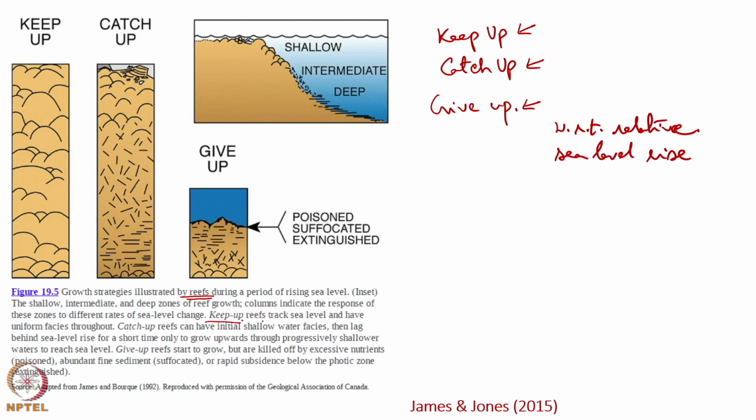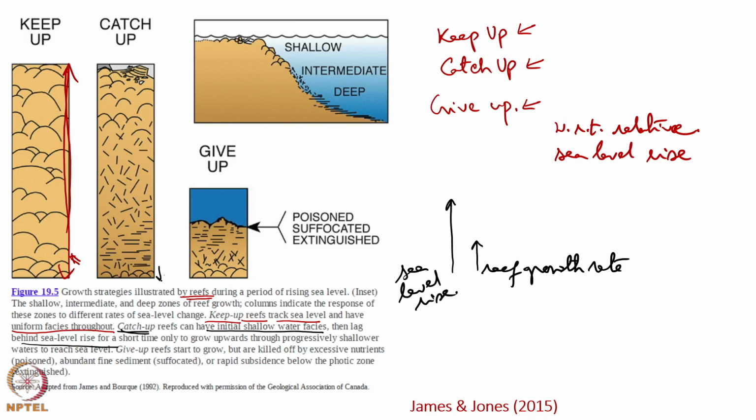The keep up reefs keep track with the sea level rise and have uniform facies throughout. If a facies is identified at the bottom here, that is maintained throughout the succession. The catch up reefs have initial shallow water facies, then they lag behind sea level rise. That means the sea level rise is faster and the reef's rate of growth is slower. Therefore, the kind of facies we observe in the bottom portion of the catch up reef changes vertically up.